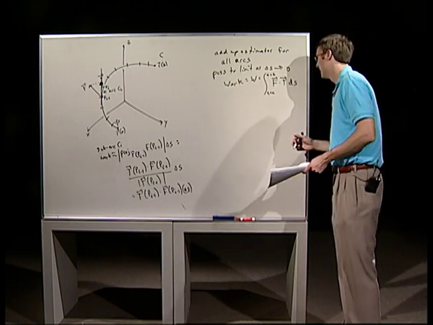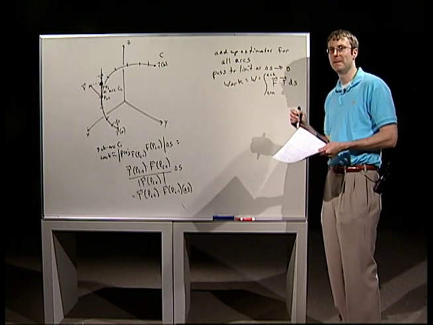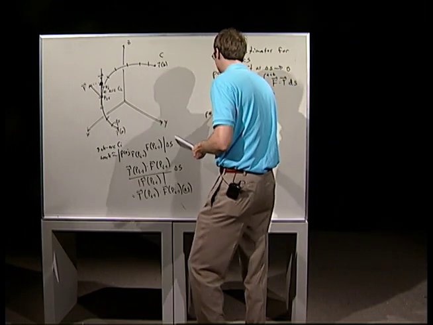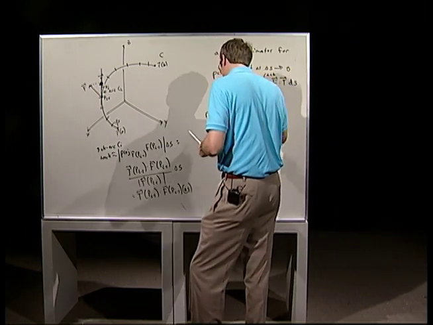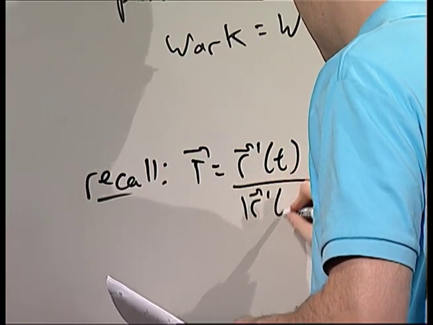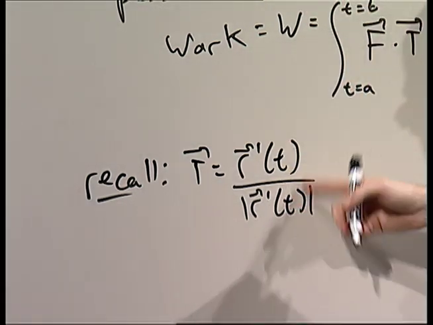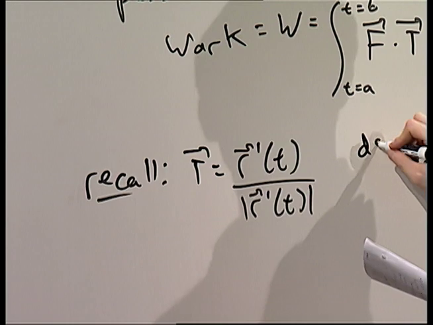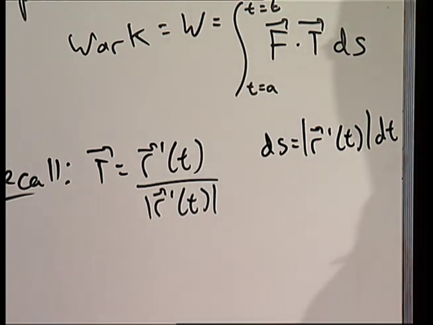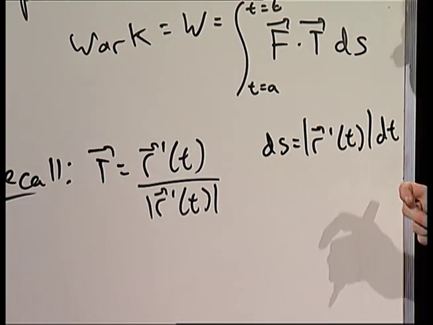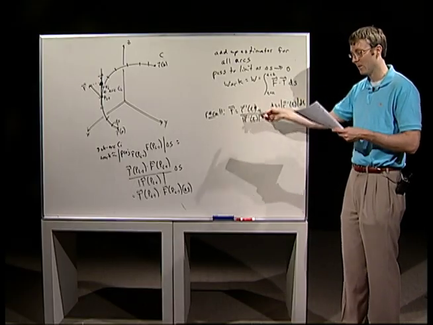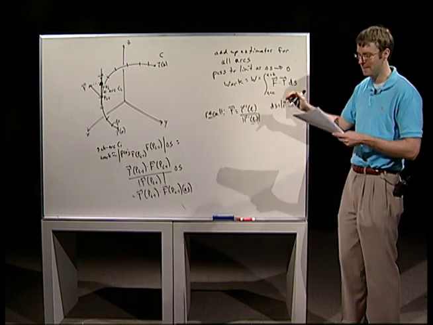Now the problem is we don't like having this ds. It was a problem in the last section on line integrals, and we don't like to have it here either. So we're going to use the same kind of tricks we used last section to get rid of it. Recall a couple of things. First of all, the unit tangent is the derivative over the length of the derivative. We also had the notion that ds was the length of r prime dt. That was from last section too. So this can be replaced with something in terms of t, which is good because now we have things that are entirely in terms of t. Well, almost. This is still an x, y, z guy, but that's all right.